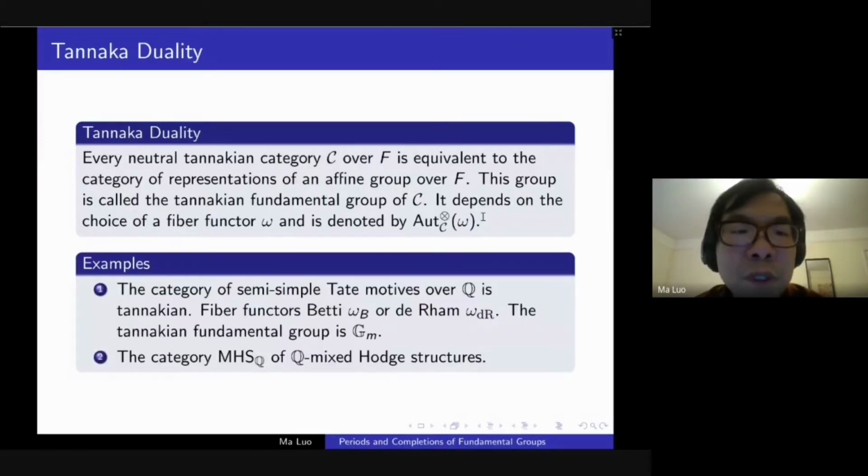An easy example is semi-simple Tate motives, so direct sums of these Q(n)'s. And it's Tannakian, basically because the objects of this category are graded by weights. So basically it is just like a category of representations of the multiplicative group. The other example is the category of Q-mixed Hodge structures.